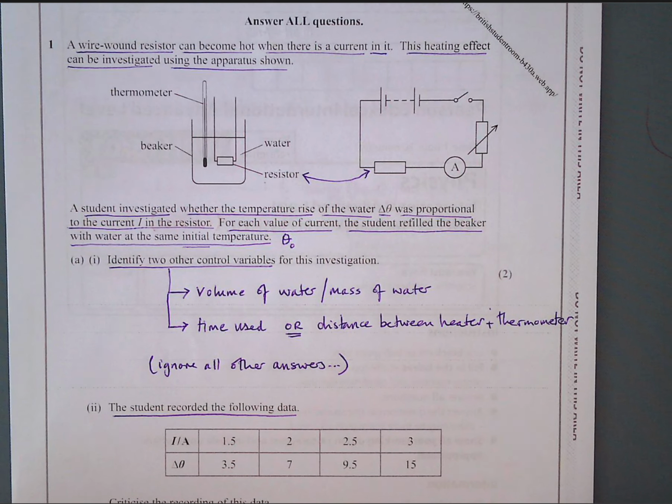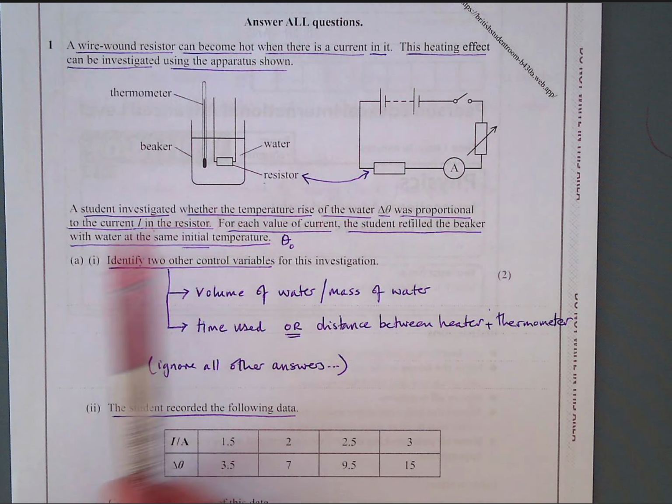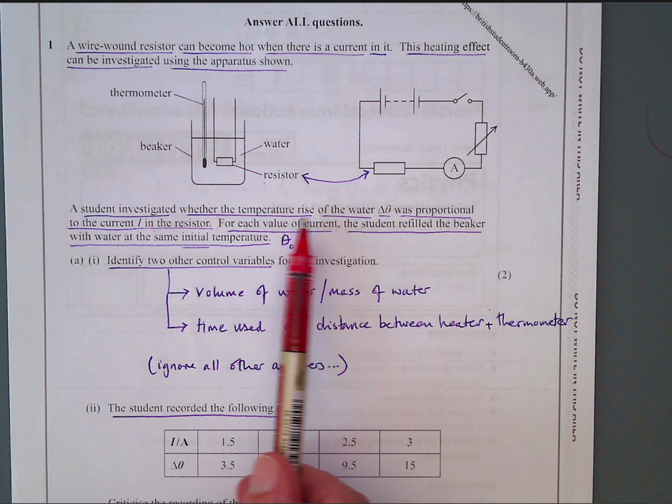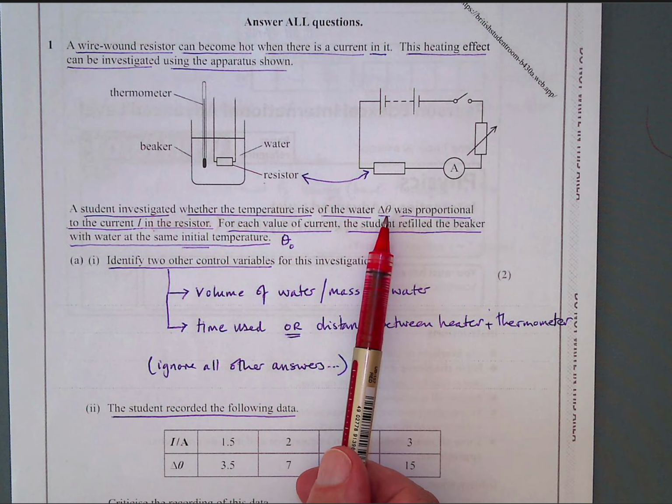Okay, so the first question is to do with a heater. The heating effect is going to be investigated using the circuit shown. So the heater is the resistor here, which in the circuit is there. So the student investigated whether the temperature rise of water, delta theta, was proportional to the current I in the resistor. So the current is measured with the ammeter.